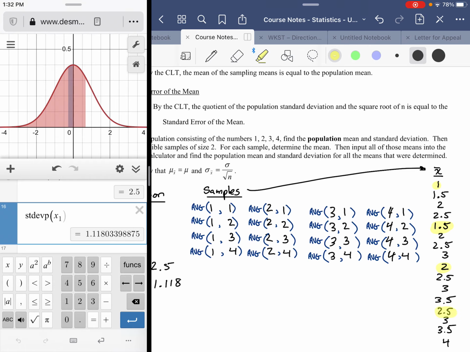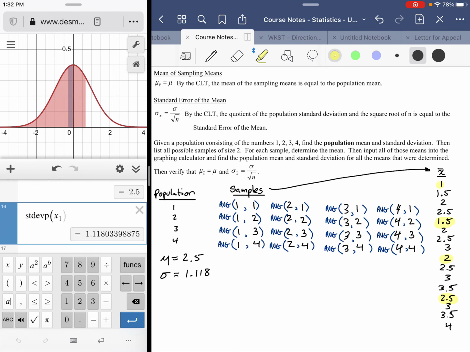So what we would be looking to do here is find the mean and standard deviation of this new group of data. All right, so if I'm finding the mean of this list of x bars, I would be calling that mu sub x bar. If I'm finding the standard deviation of the population of this list of x bars, I'd call it sigma sub x bar.